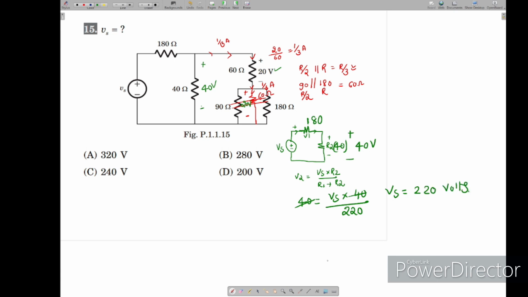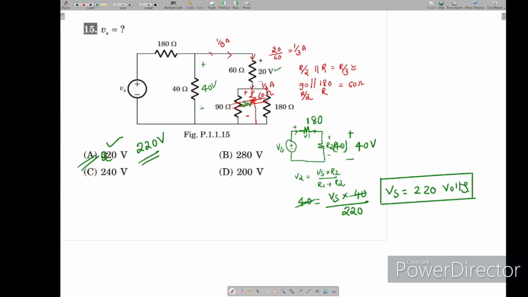This is the answer for our question. 220. I think this is 220. My mistake, it is given as 320 in the options. This is 220. The answer is 220 for this question.